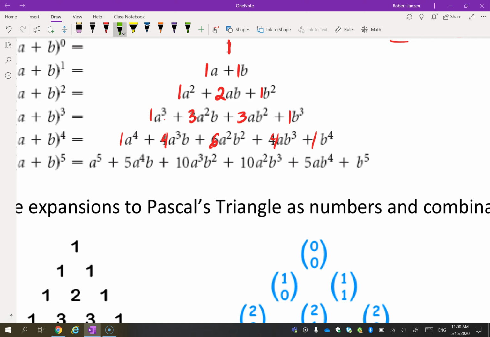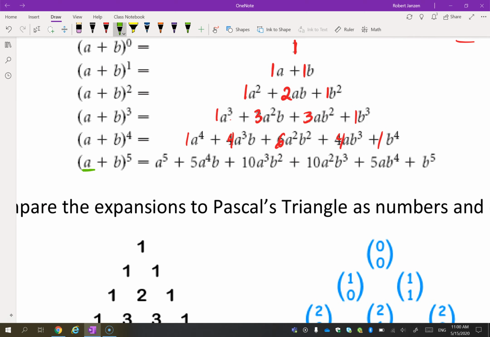Now let's look at the variables. What do you notice about the power of a here? Well, it's decreasing each time. In fact, right here you would actually have a to the power 0. What do you notice about the power of b? Well, here you have power of 0, and then 1, 2, 3. They're increasing. The powers of a are decreasing. The powers of b are increasing. There's one more thing. What do you notice if you add the exponents up in each case? Do you notice how when you add them up, they always equal what the power is?